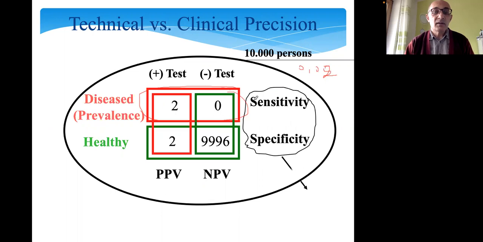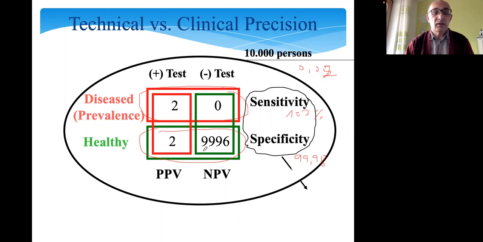And this is how we calculate sensitivity. Sensitivity is defined as the ability of the test to show the sick people, these 2, that means 2 divided by 2 plus 0. This is 100%. And specificity, on the other hand, is defined as the ability of the test to return negative among the healthy people. Since 2 people out of these 10,000 are sick, the remaining are healthy. Our test has a specificity of 99.98%. That means that out of these healthy people, 2 will be categorized as test positive although they are healthy.